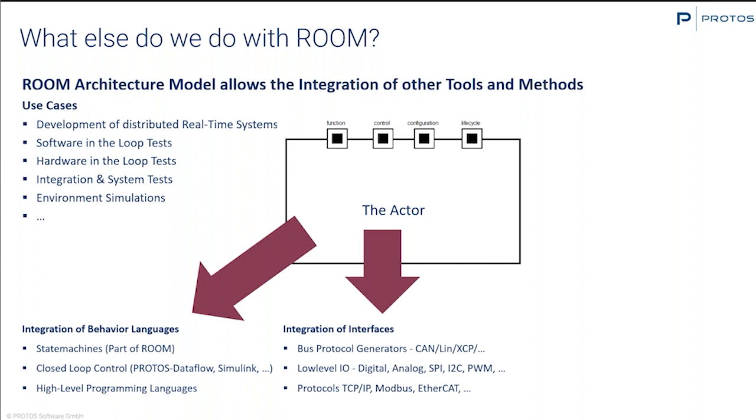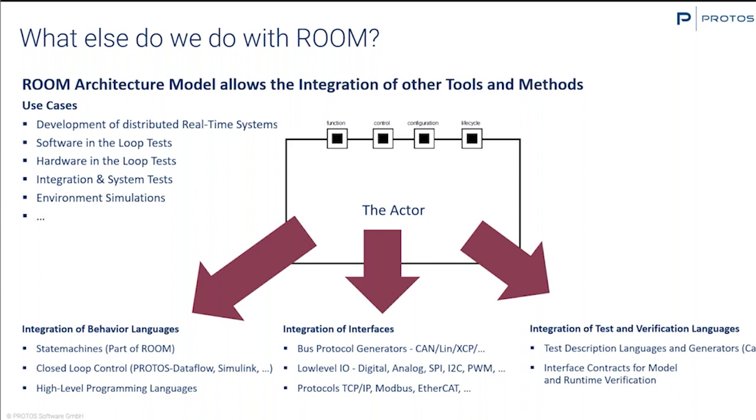Another important thing is, since we have a formal description of interfaces, we can easily generate interfaces and the functionality like bus protocols. For example, we have bus protocol generators for CAN, LIN, XCP, and others. So if there's any format we can parse in, we can generate a protocol out of it, it's really easy to do. And you always end up with an actor that can speak CAN or can speak LIN or whatever it is. And then you can integrate it easily into your application. Same with low-level I/O, digital, analog, all those low-level bus systems, protocols, Modbus, EtherCAT, TCP/IP, and so on. So it's always basically the same method to integrate external code or external tools.